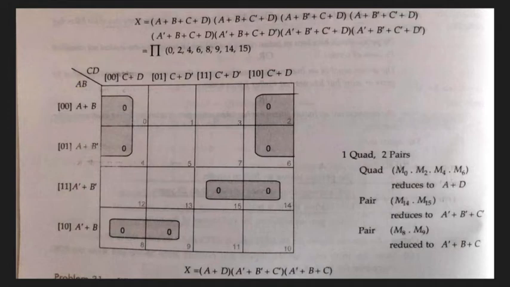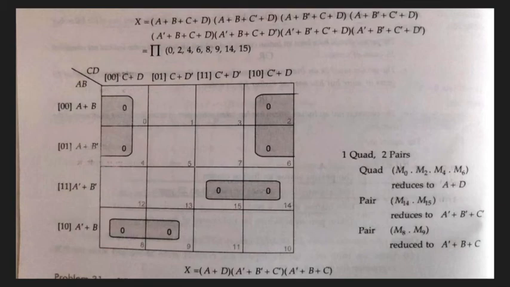Now we know how to reduce it. Like I told you, the variables which are changing their state have to be removed. For that you can always refer to the previous video, and by reducing the quad we will get the two variables which are not changing the state, that is A plus D, and for the pair it is A' plus B' plus C', and for pair 2, that is M8 and M9, that is A' plus B plus C'.